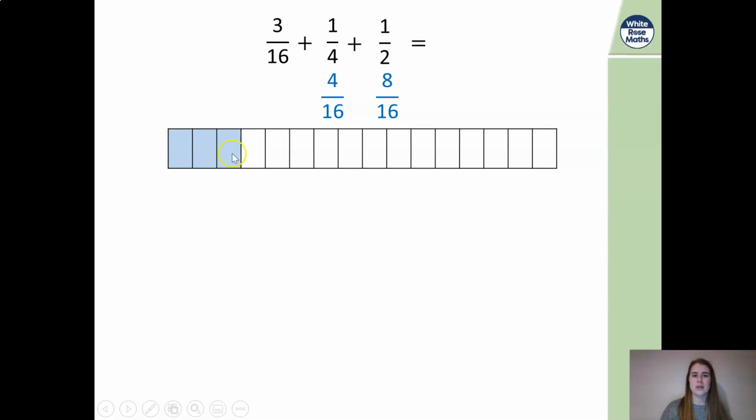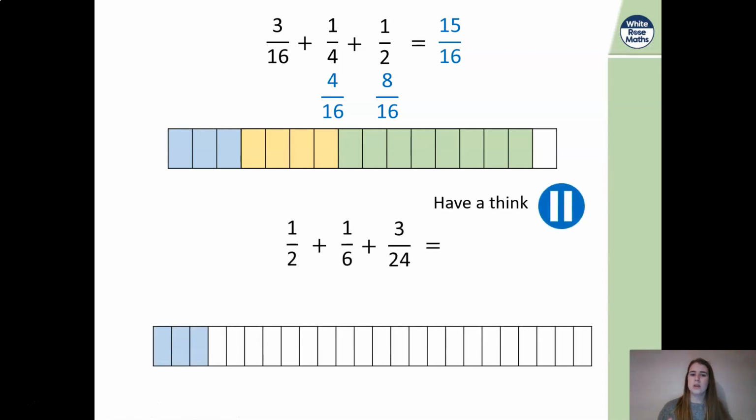So here we've got our 3 sixteenths. We're then going to add our 4 sixteenths, then we're going to add our 8 sixteenths. Now we know there's 16 altogether, and we've got one less, so we know that's going to be 15 out of 16. Okay, with me so far? Now that I've shown you how to do that and you've had a look at the common multiples we've got for our common denominators, I want you to have a go at doing this one.